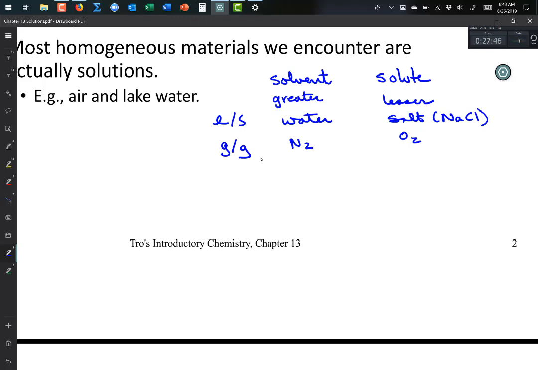Another common one. And there's a lot of these, but just so you know that these are all solutions. You could have solid solutions.